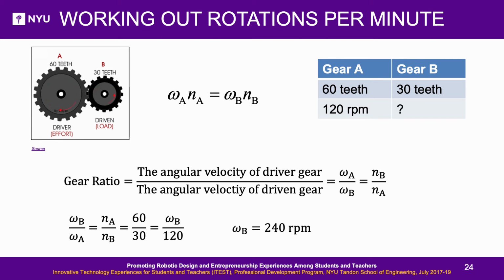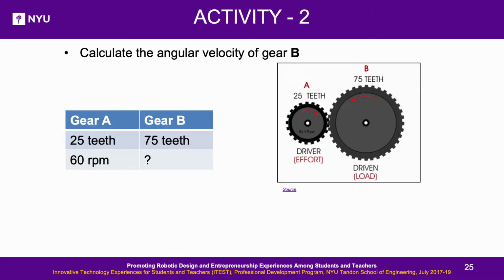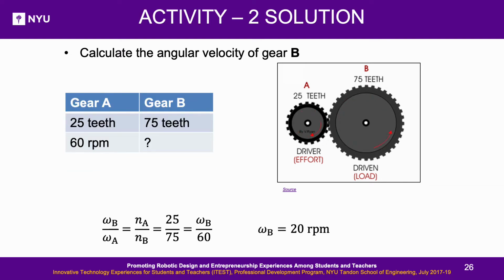Here, gear B rotates at a speed of 240 revolutions per minute. Activity 2. Calculate the angular velocity of gear B. Activity 2 solution. The angular velocity of gear B is 20 revolutions per minute.